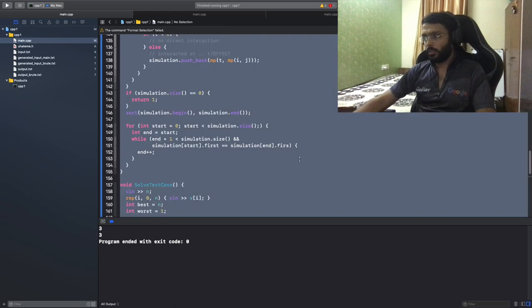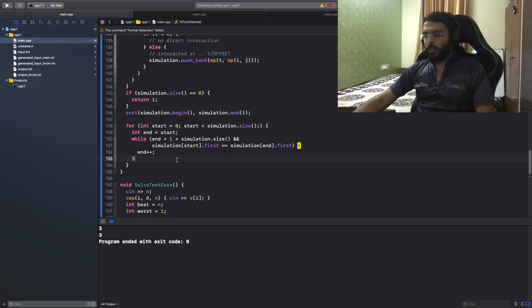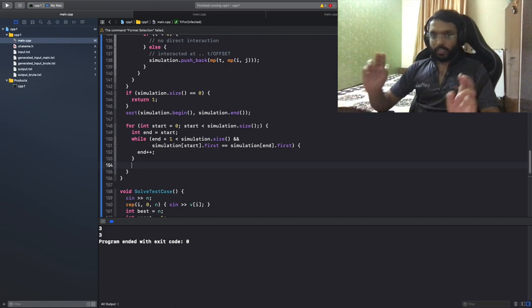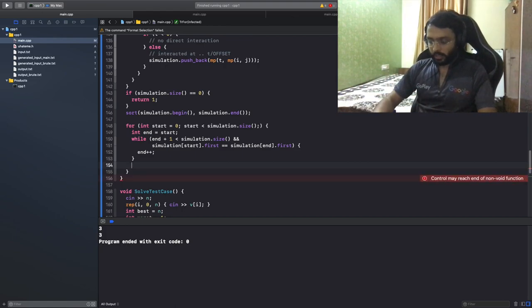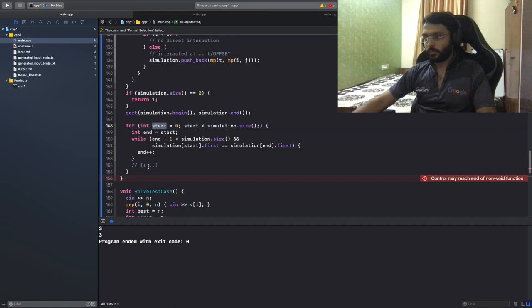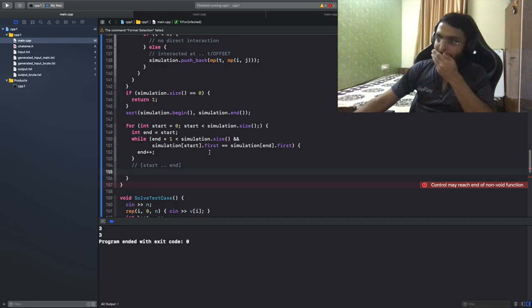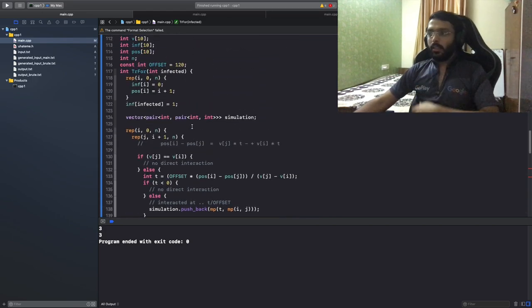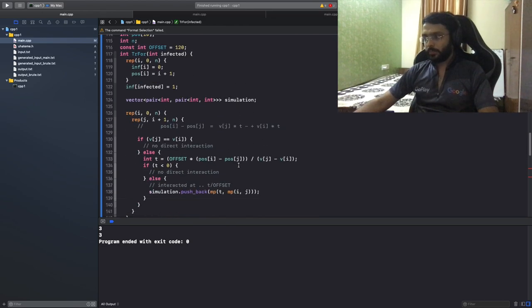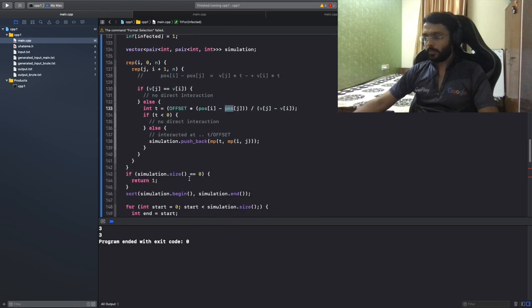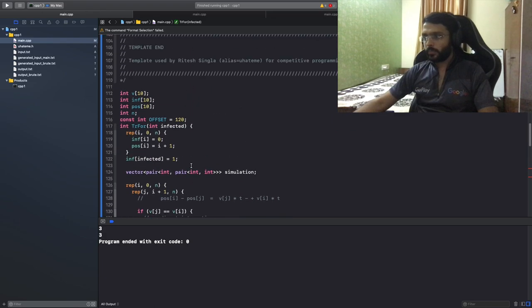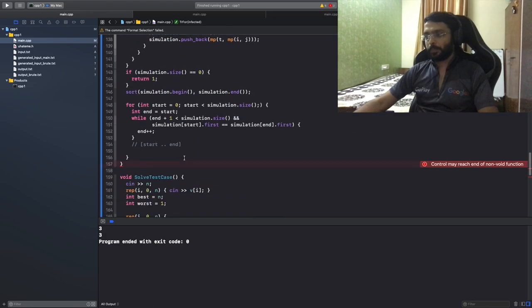Oh, sorry, this is not the method. Yeah, so now all the events starting from start till end occurred at the same time. So if any one of these were infected initially, they will get infected. That's the case, right? Yeah.